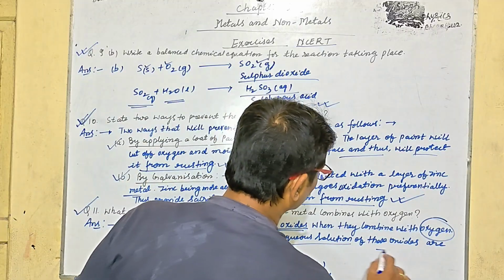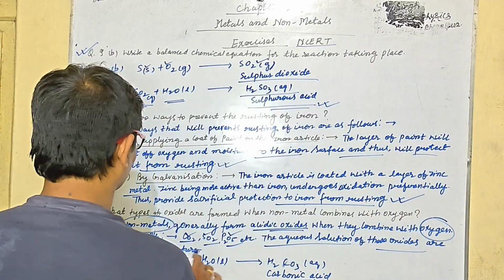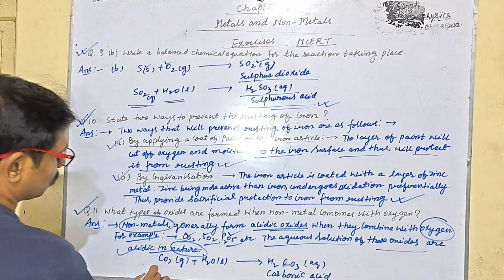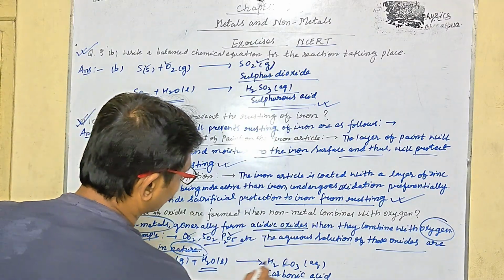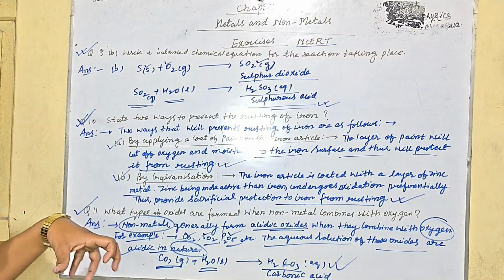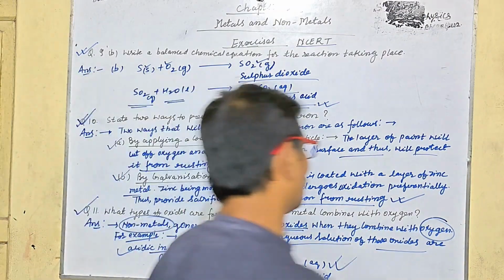So the aqueous solutions of these oxides are acidic in nature. Let us take an example. First example, CO2, carbon dioxide, reacts with water to form carbonic acid. This is the reaction. Non-metals generally form acidic oxides when they combine with oxygen.